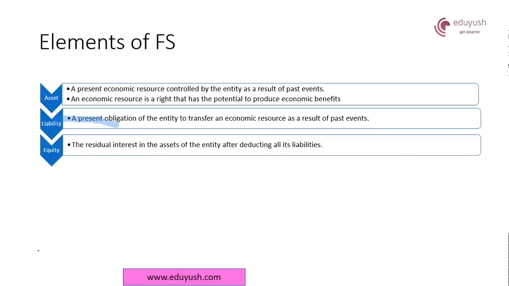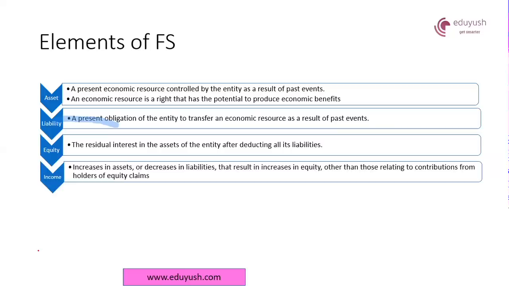Equity is a residual interest in the assets of the entity after deducting the liabilities. So asset minus liability. Income: now, when I talk of income, it can be an increase in asset or decrease in liability that results in an increase in equity, other than those relating to contributions from holders of equity claims.